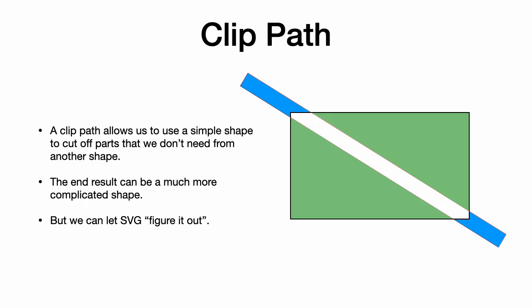Finally, one more important tool to simplify drawing complex things is the clip path. A clip path allows us to cut off parts that we don't want. One way to think of this is using one shape as a window to look at another part. The SVG will only draw the part that we can see through the window. This can sometimes make drawing a very complicated shape a lot easier.